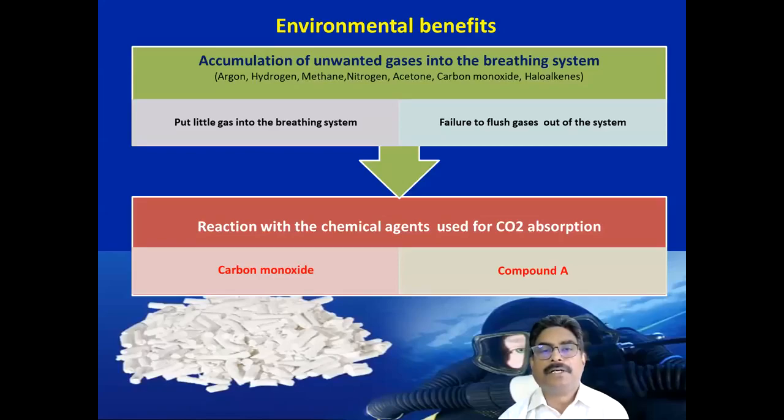But there is unwanted gas accumulation in the circuit because of the low flow. There will be accumulation of argon, hydrogen, methane, nitrogen, acetone, and carbon dioxide and haloalkenes. The carbon dioxide absorber gets reacted to the inhalation anesthetics and produces carbon monoxide and compound A. So how to avoid this formation of compound A and carbon monoxide?